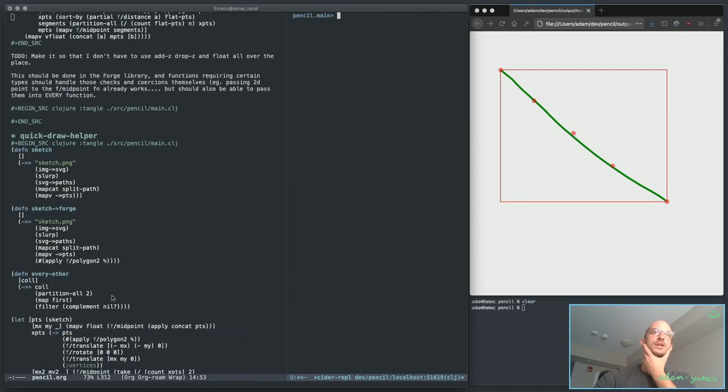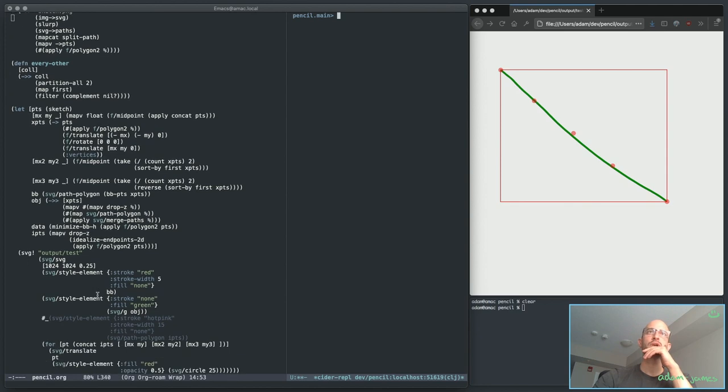So now what I can try to do is generate, where am I at here?